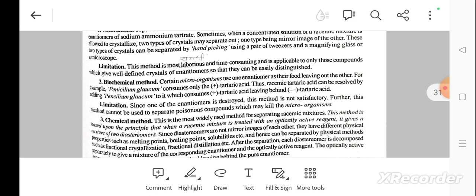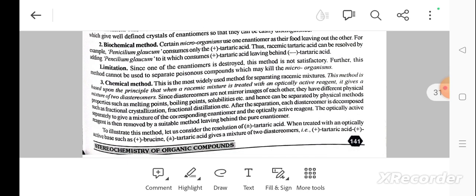Biochemical method: certain microorganisms use one enantiomer as their food, leaving out the other. For example, Penicillium glaucum consumes only the positive tartaric acid. Thus, racemic tartaric acid can be resolved by the addition of Penicillium glaucum to it, which consumes the positive tartaric acid and leaves behind the negative tartaric acid.